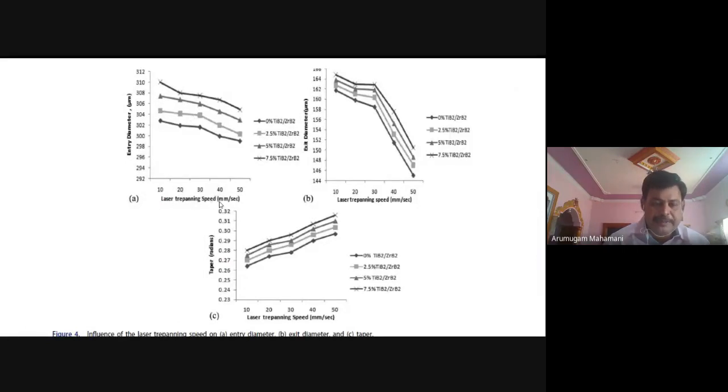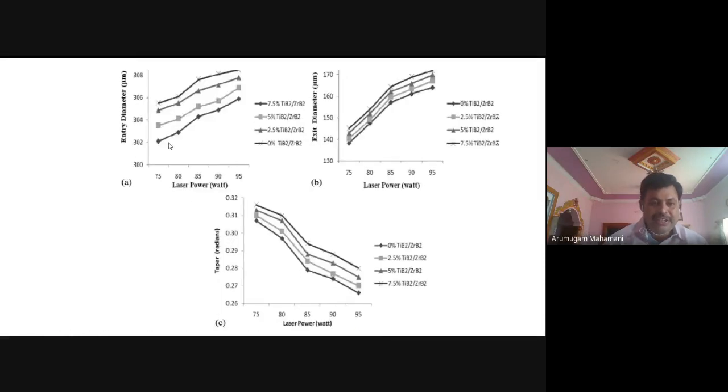If you are increasing laser speed, the entry diameter is decreasing. Increasing laser speed, the exit diameter also decreases. Then with laser speed increasing, the taper is increasing. You look at that. This is one of the findings. Then again, as laser power increases, all the parameters, I mean entry diameter and exit diameter, increase. Then again, as laser power increases, the taper is reducing.